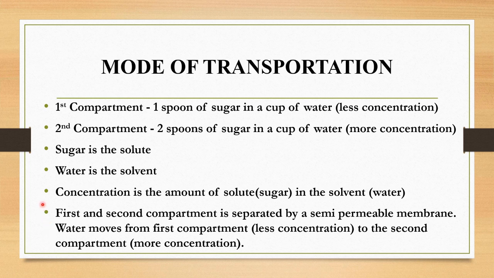Now, the concentration differs from the first compartment to the second compartment. That is, the first compartment has less concentration because there is only 1 spoon of sugar in a cup of water, compared to the second compartment, which consists of 2 spoons of sugar in a cup of water. So now the water moves from the first compartment, with less concentration, to the second compartment, with more concentration, through a semi-permeable membrane by a process called osmosis.